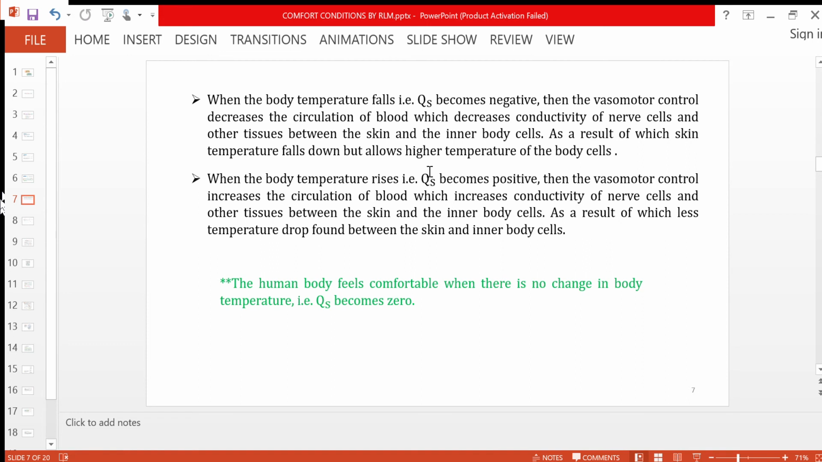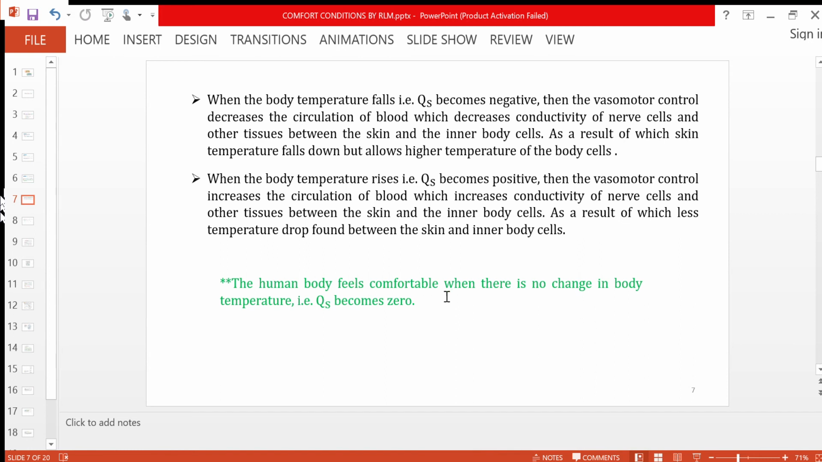Similarly, when the opposite happens or QS becomes positive, then the inner body temperature is higher, so the heat needs to be dissipated to the surrounding. Therefore, it will increase the blood supply between the body cells and the skin. So heat will be dissipated through blood to the skin and from skin to the surrounding. This is the mechanism through which your body cell temperature is controlled.